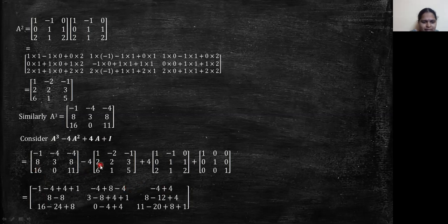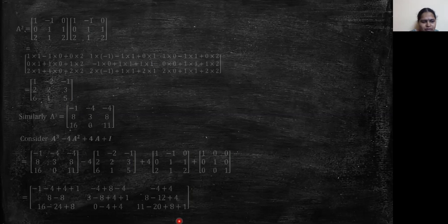Here 8, here minus 8. Okay, that is what I have written, and the other two elements are zeros. Next 3. Next this is minus 8. Next this is plus 4, and this plus 1. Next 8 minus 12 plus 4, 0. Next 16 minus 24 plus 8, and then this is 0. So that is what this one. Next 0 minus 4 plus 4, that's what I have written here. Next 11 minus 20 plus 8 plus 1. So simplification of all these elements will give us simply the null matrix.